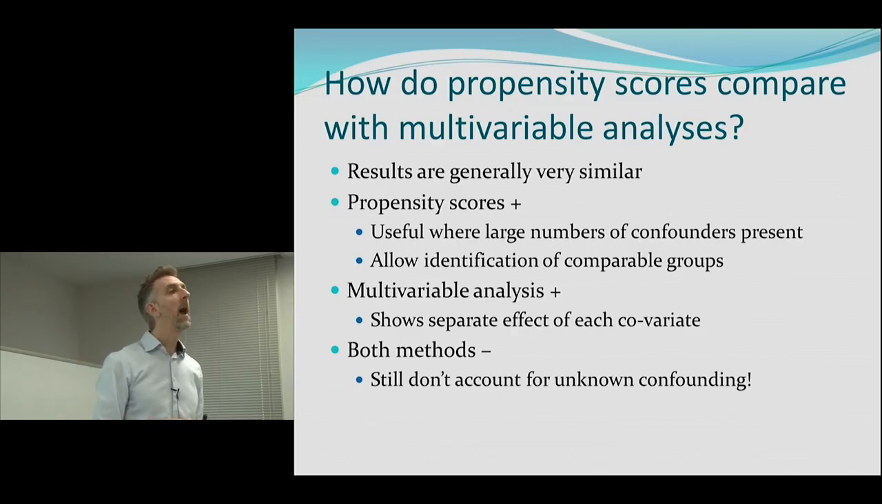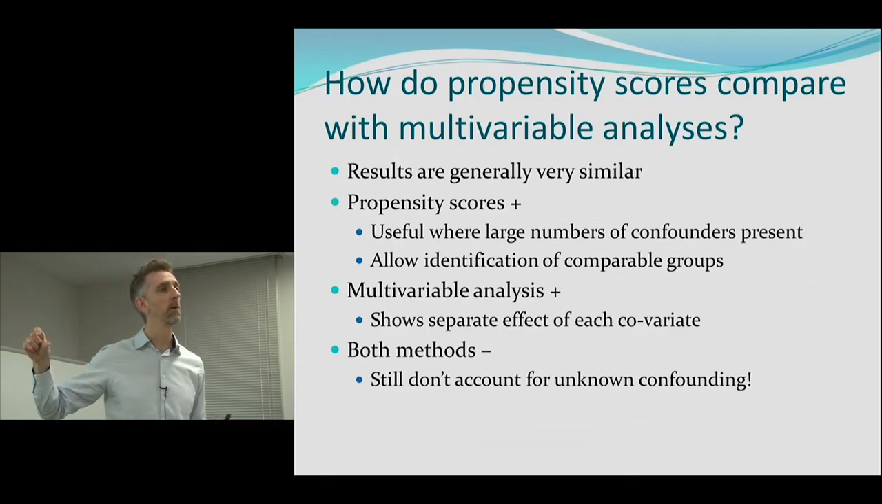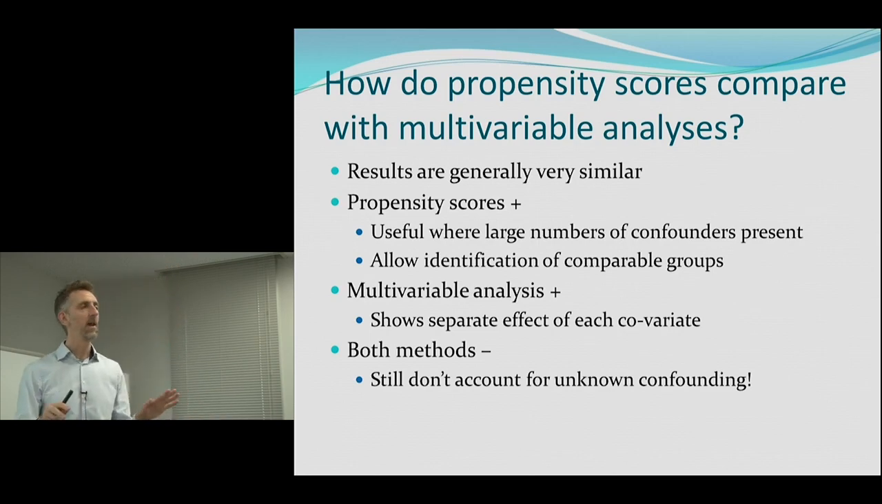So if using different models to calculate the scores, will the result be largely influenced? Yeah, potentially. It depends very heavily on what you put in your propensity score model. That's a really important factor. So they're not magic.